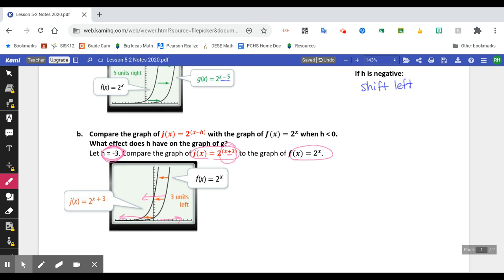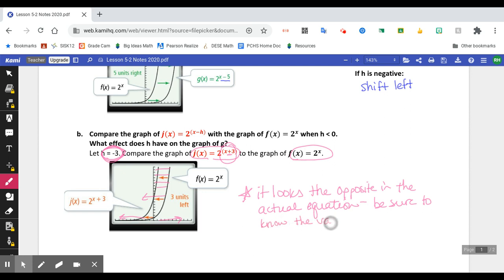Everything is shifted the same amount. The y-intercept, the asymptote will stay the same this time because you're shifting left to right. But every point on the graph all the way across will shift the same amount. So it looks the opposite in the actual equation. Be sure to know the value of h.